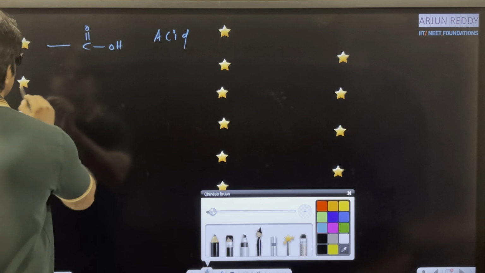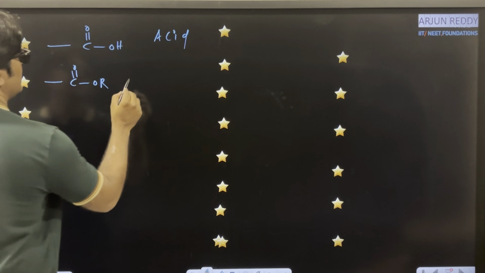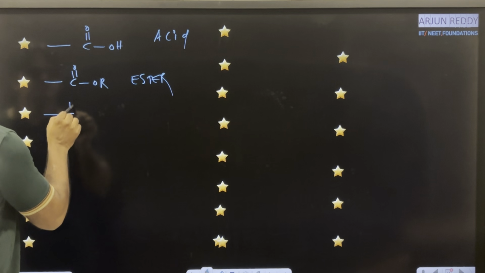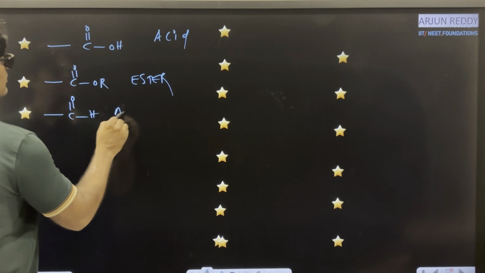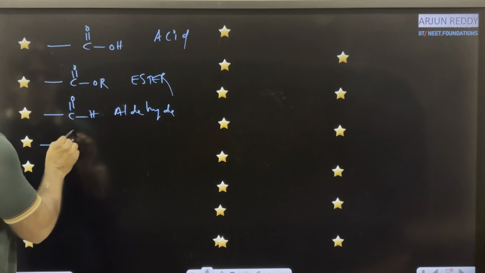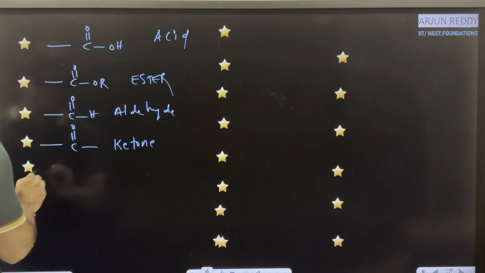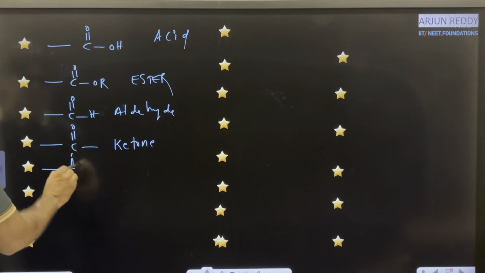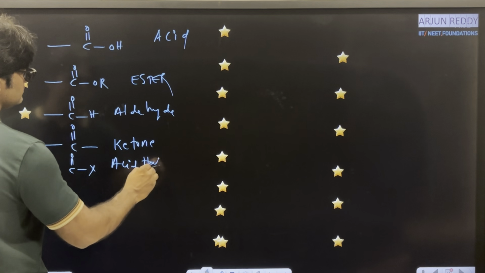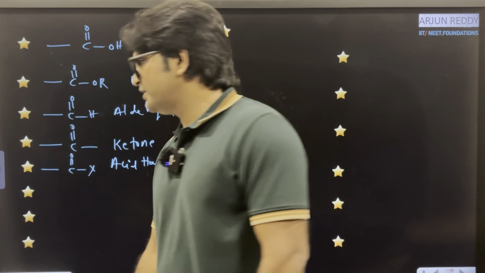Next one, after acid, I am taking C double bond O R. What is the name of this functional group? Ester. Next one, C double bond OH. What is the functional group? Aldehyde. You know very well about these functional groups. Now this one is called ketone. For example, C double bond O X is given, acid halide.